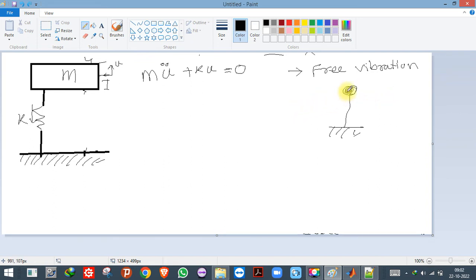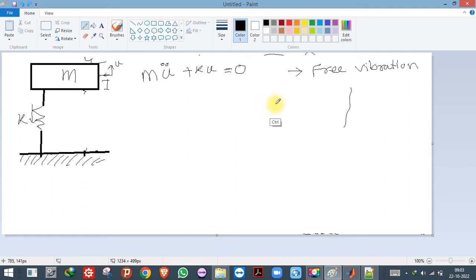But in free vibration, I have simply given an initial displacement or initial velocity. That means I have simply pulled it and left it. I'm not here, I have just left the pendulum. So it will keep on vibrating like this, and if there is damping, it will come to its original position, or it will keep on vibrating throughout its life.